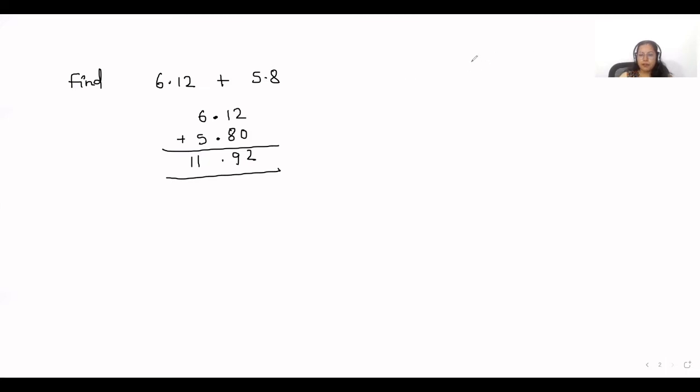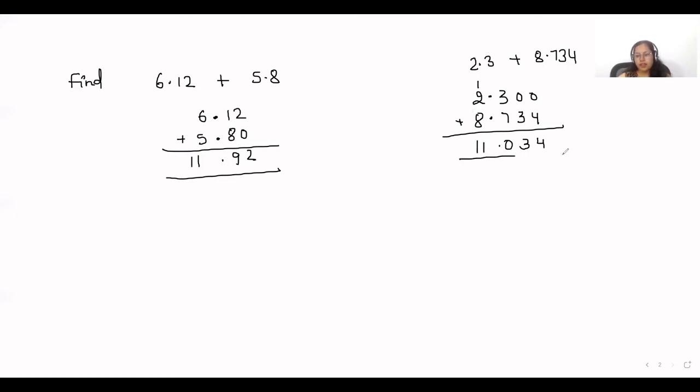Let's discuss one more example. It's 2.3 plus 8.734. How can you write it? Ones digit, decimal, tenth digit. After that, ones digit, decimal, tenth digit, hundredth digit, and thousandth digit. There is no hundredth and thousandth digit, so write 0 in place of that and add it. 4, 3, 7 plus 3 is 10. Let's carry over 1. 8 plus 2 is 10 and 1, 11. So it becomes 11.034.